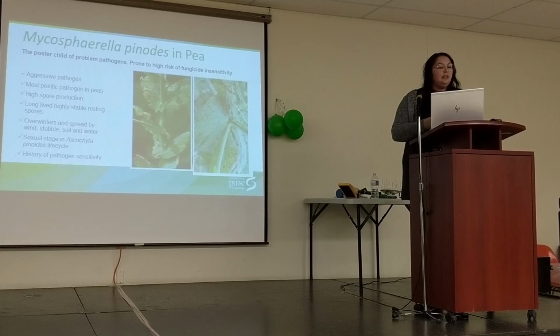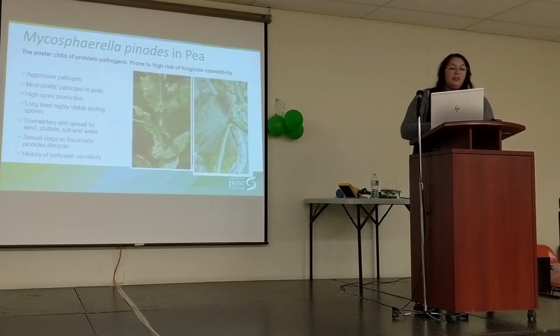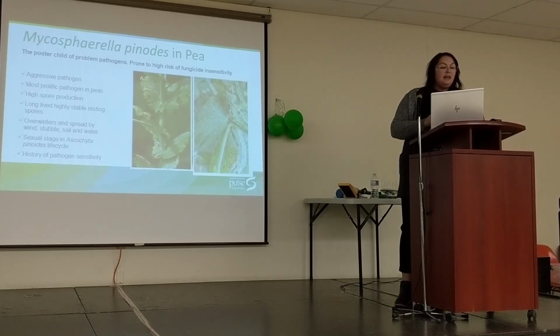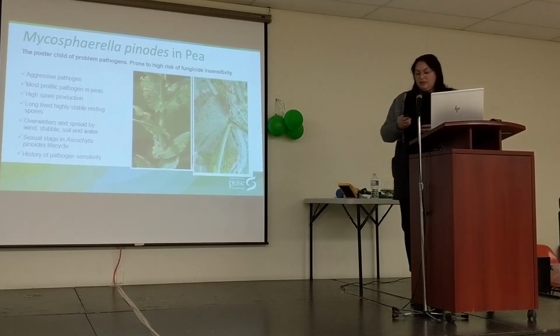And the reason it's such a problem child is because it's very aggressive. It is the most prolific pathogen in our pea crops. It has really high spore production, and those spores are long-lived resting spores in the soil. They also overwinter and are spread by wind, stubble, soil, and water, so just about any mechanism you have for spreading spores. And the Ascochyta pinoides has a really high history of pathogen insensitivity. So when we get into fungicide applications, because it's polycyclic and it can infect multiple times in a season, this disease can build resistance to fungicides very, very quickly, which makes it a much more challenging disease than we would think that it actually is.